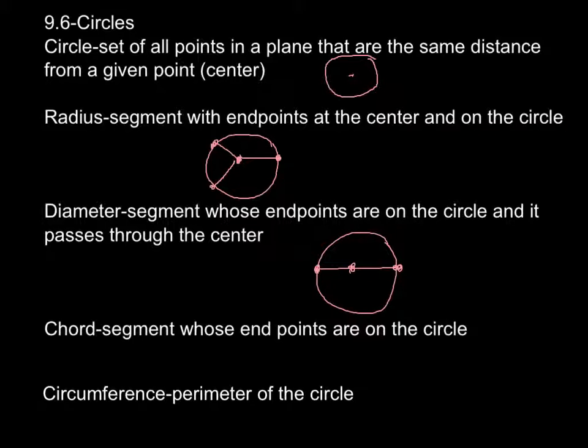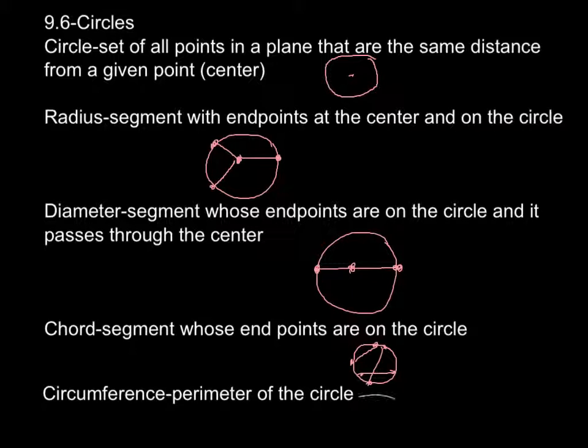Okay, then we have a chord. It's a segment whose endpoints are on the circle. So the chord's a little bit different because it doesn't touch the center ever. A chord could be, let's cut this little chunk of the circle off. It just has two endpoints that are somewhere on the circle and it does not pass through the middle, through your center point.